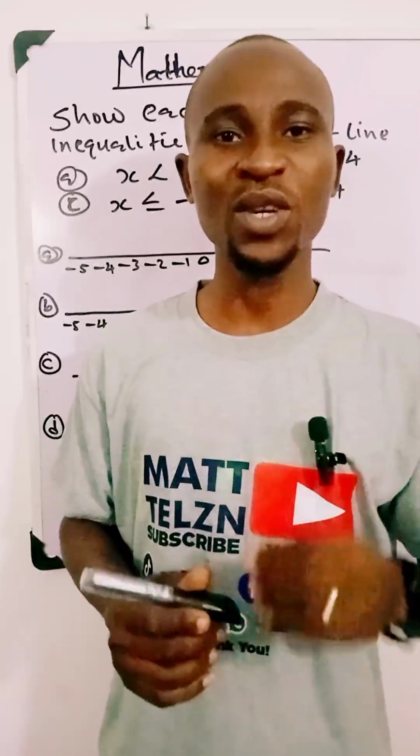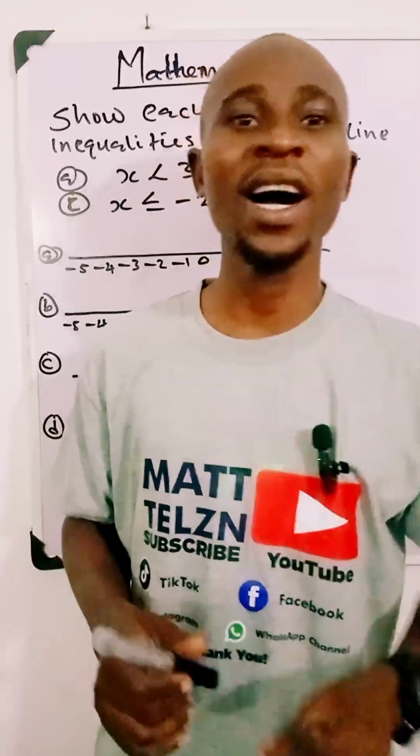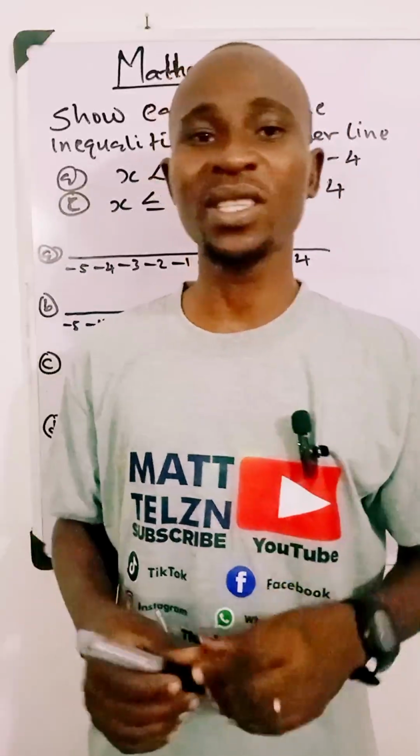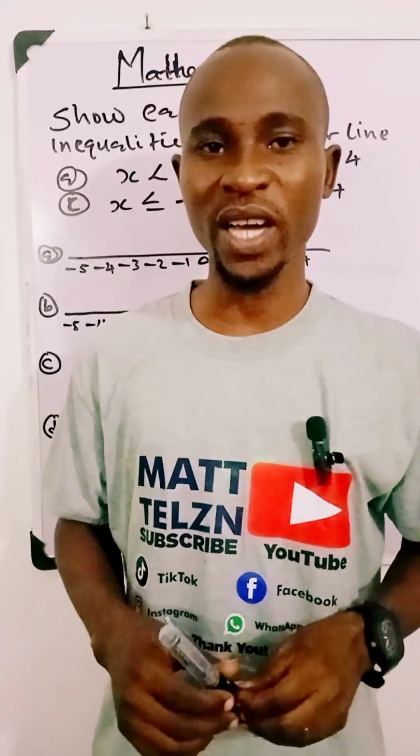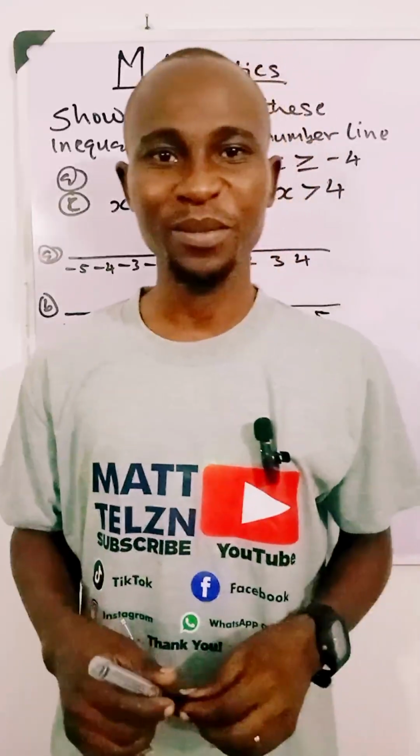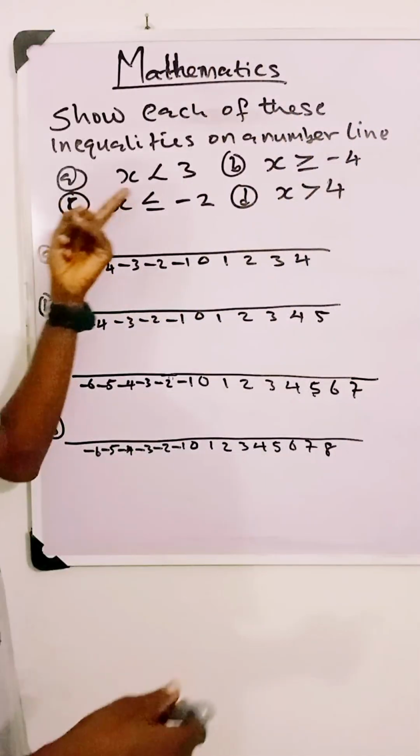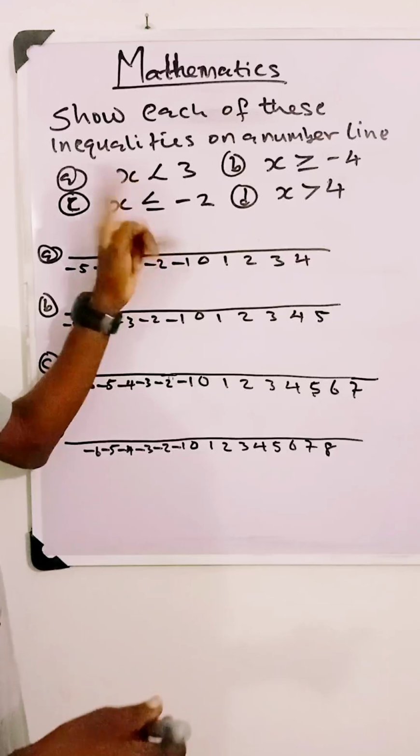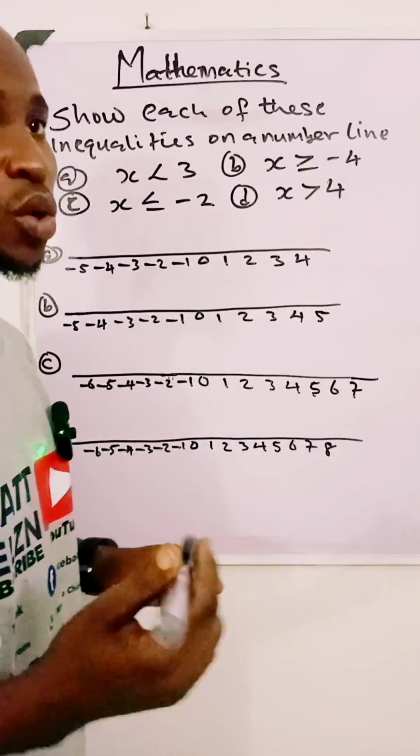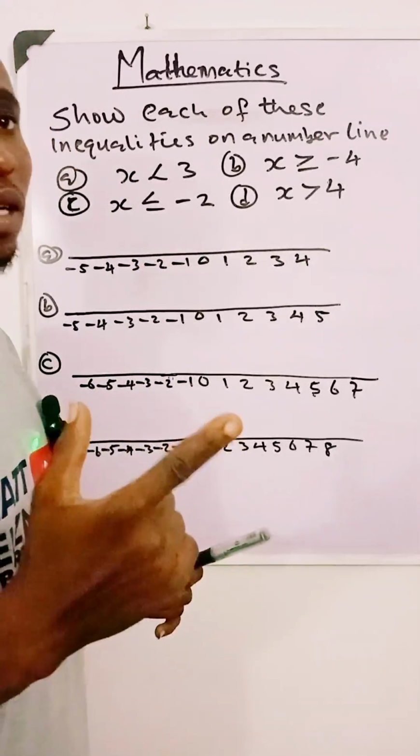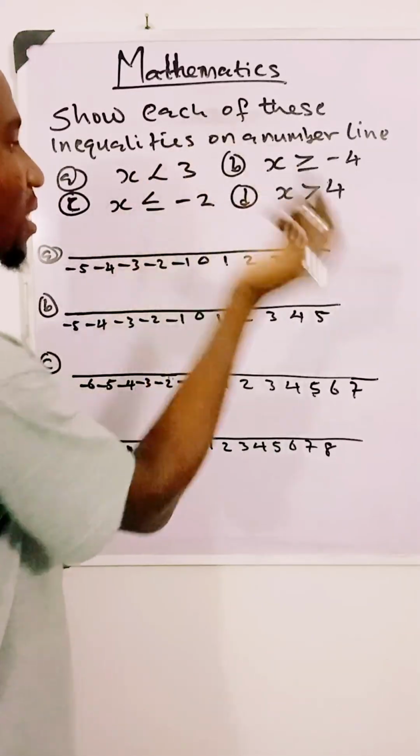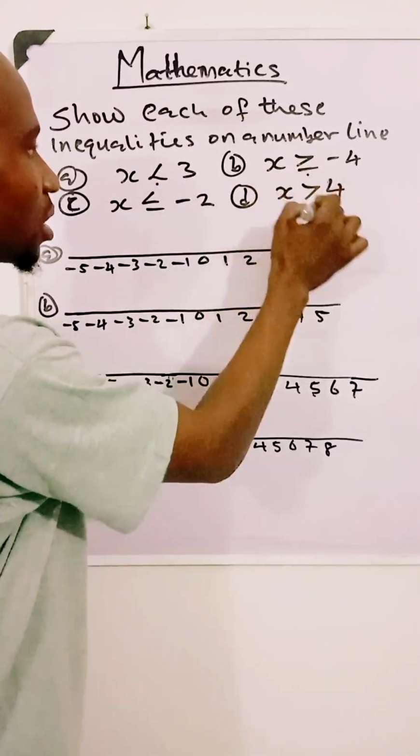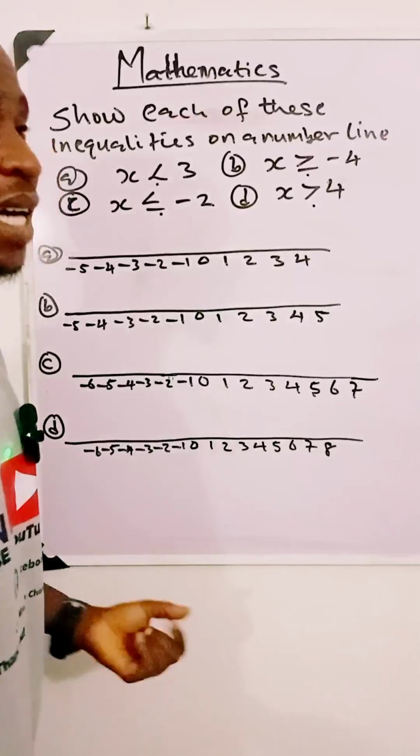So come with me, let me guide you on how to represent some inequalities on our number line. All right, so let's go there. This is the first one. Now, the first thing we need to do is understand the meaning of these inequalities. These are the inequality signs. Now, what are their meanings?